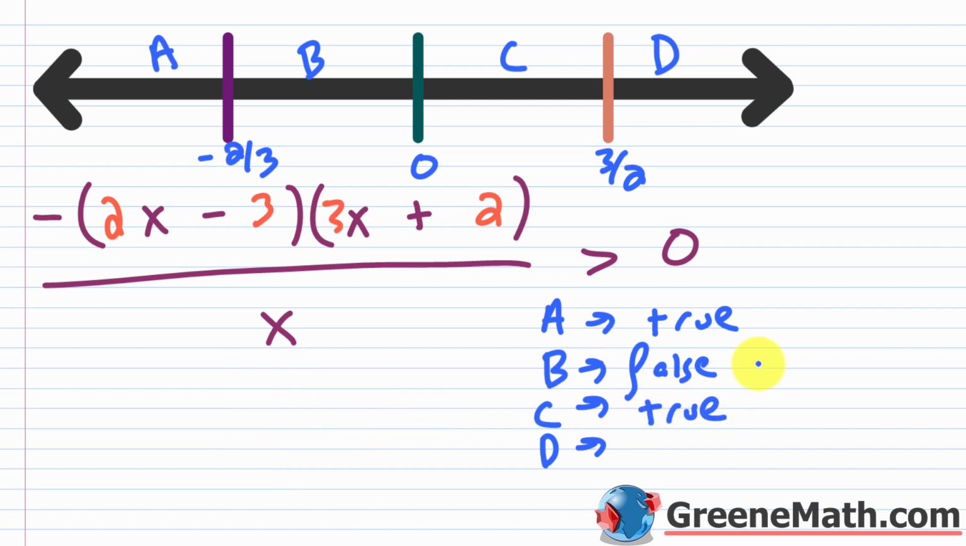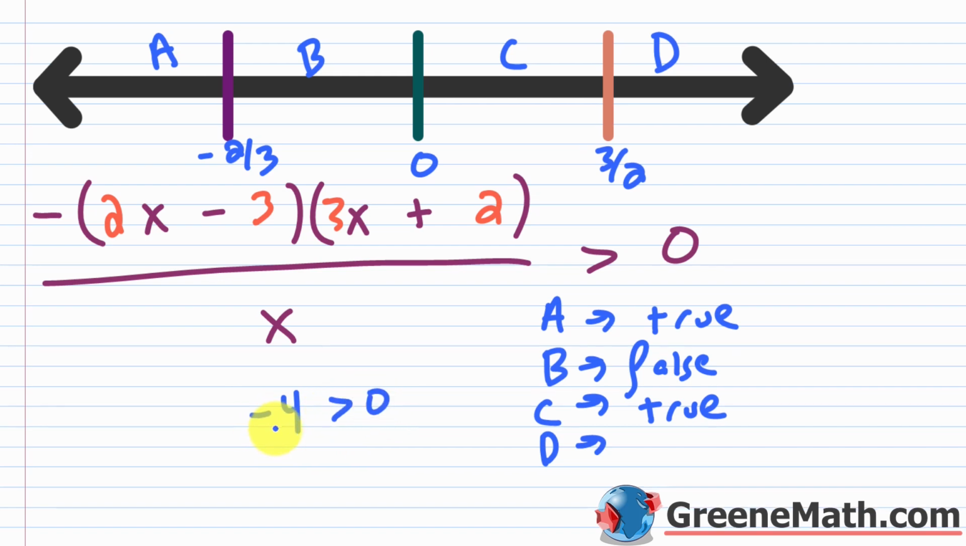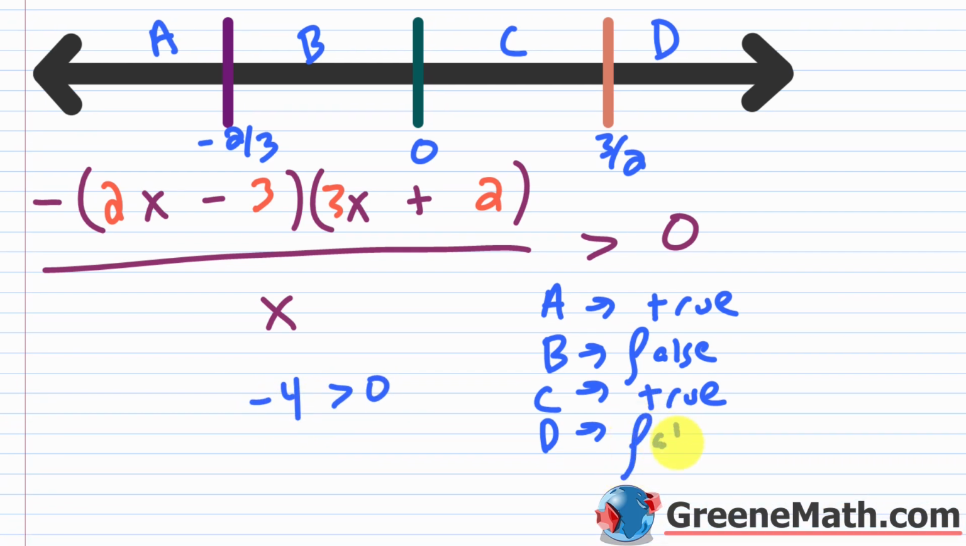Then for D, let's just pick 2. So you'd have the negative of 2 times 2 is 4, minus 3 is going to be 1. And then over here, 3 times 2 is going to be 6. 6 plus 2 is 8. So this is going to be negative 8. And this would be over your 2. So this is negative 4, or you could just say it's a negative. So basically, a negative is not greater than 0. And obviously, negative 4 is not greater than 0. So this is false.